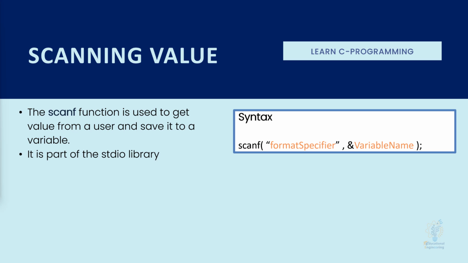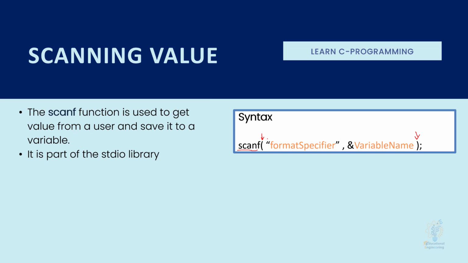The scanf function is used to get a value from a user and save it to a variable. It is a part of the stdio library, the library that we include at the beginning of our code. Now, the syntax for this function is simple. You just write scanf, then you open two parentheses.